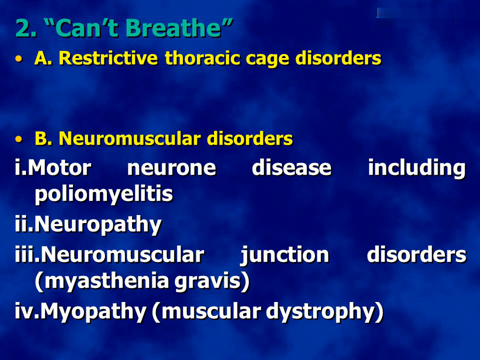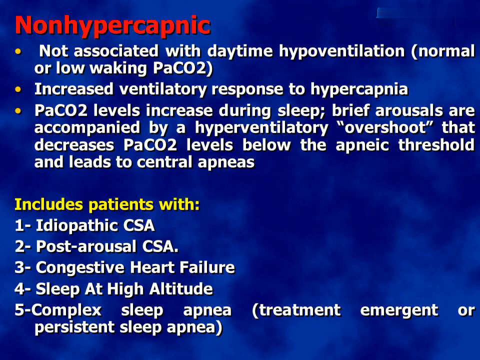2. Can't breathe. A. Restrictive thoracic cage disorders. B. Neuromuscular disorders: 1. Motor neuron disease including poliomyelitis. 2. Neuropathy. 3. Neuromuscular junction disorders, myasthenia gravis. 4. Myopathy, muscular dystrophy.